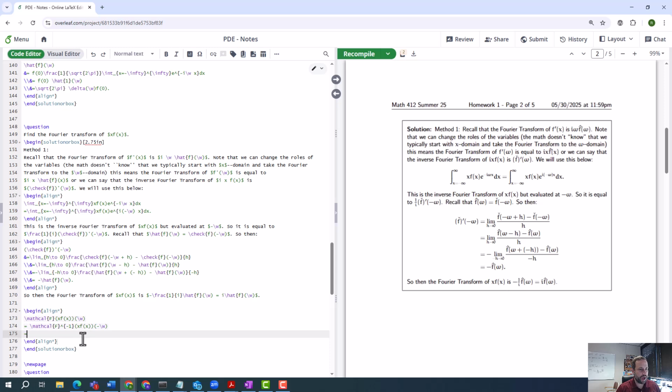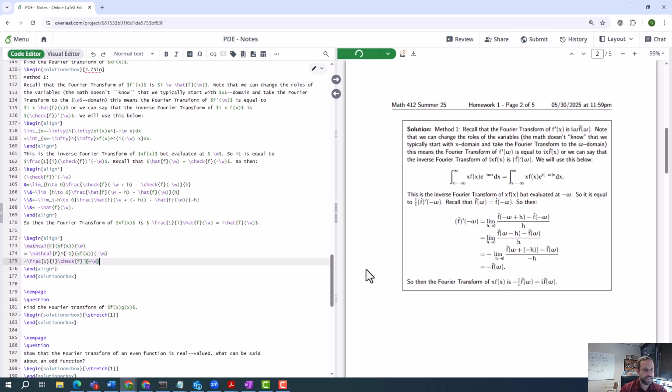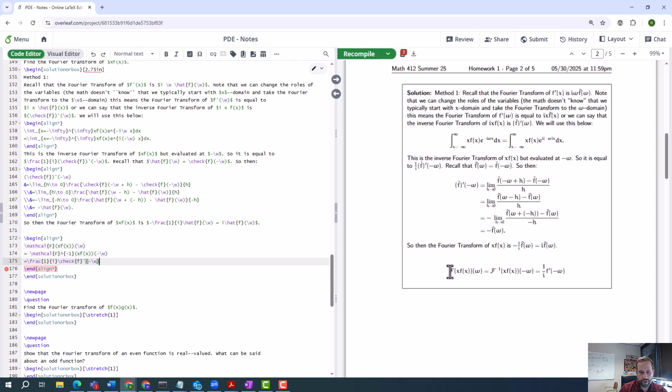or x f of x, this is equal to 1 over i times F prime, like that. We could have gotten to the same spot there, so I'll just write that. We could have used this fact without appealing to the integral explicitly. Essentially, the integral just explains this fact here, and I think it's a little more clear.